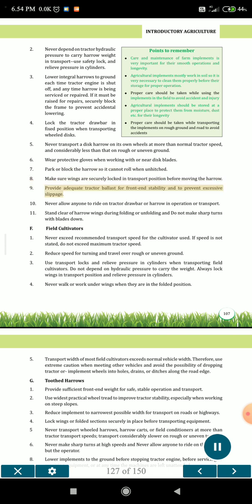9. Provide adequate tractor ballast for front-end stability and to prevent excessive slippage. 10. Never allow anyone to ride on tractor drawbar or harrow in operation or transport. 11. Stand clear of harrow wings during folding or unfolding and do not make sharp turns with blades down.